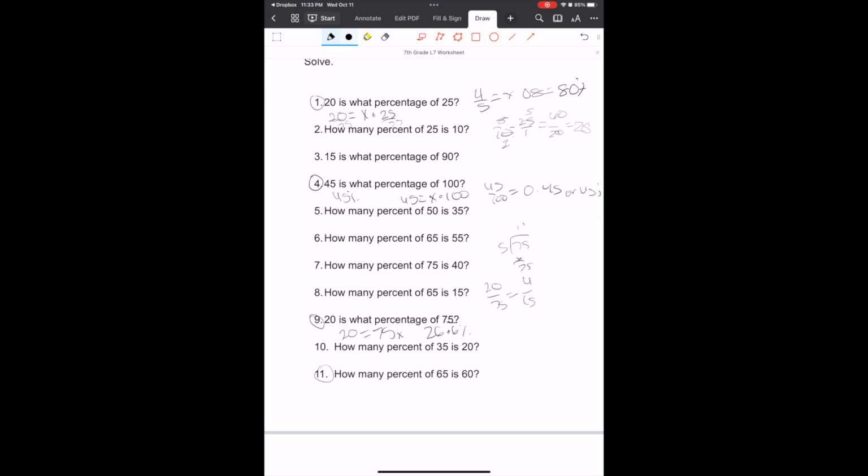Number 11, how many percent of 65 is 60? Well, 60 is equal to 65x. 60 over 65 is equal to 12 over 13. And then just solving for this, 12 over 13 is equal to 92.3%.